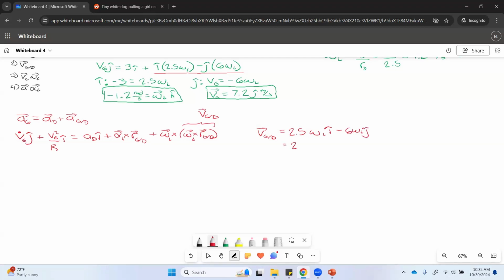And so we have 2.5 times omega, which was negative 1.2, in the I hat, minus 6 times negative 1.2 in the J hat. And that comes out to be negative 3 I hat plus 7.2 J hat is velocity of girl with respect to dog. So we'll need to plug that in to our cross product. Okay, so let's start putting in numbers now.